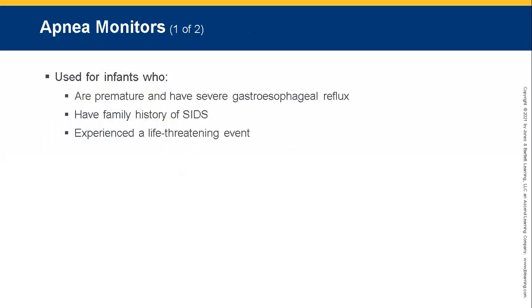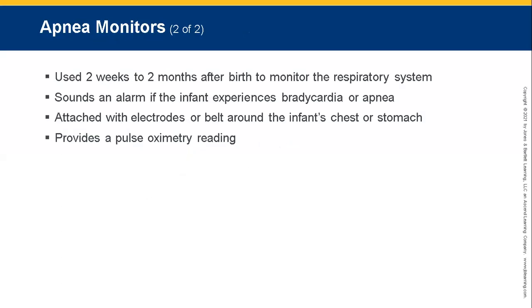Apnea monitors. Apnea monitors are used for infants who are premature and have severe gastroesophageal reflux or GERD, have a family history of SIDS, or experienced a life-threatening event. Used 2 weeks to 2 months after birth to monitor the respiratory system. It sounds an alarm if the infant experiences bradycardia or apnea, both of which would be bad for the infant. Attached with electrodes or a belt around the infant's chest or stomach, it provides a pulse oximetry reading.